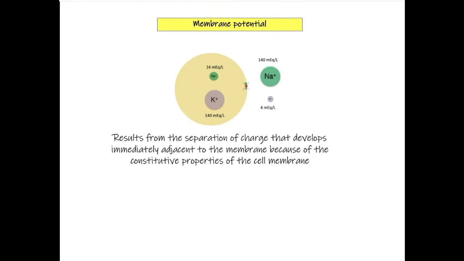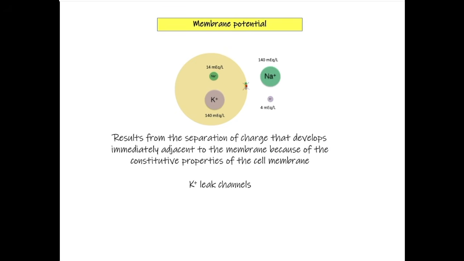As we continue our discussion, let's now look at membrane potentials. Membrane potentials result from the separation of charge that develops immediately adjacent to the membrane because of the constitutive properties of that cell membrane. We've mentioned in previous lectures the presence of potassium leak channels, and it's these channels that have the greatest impact on establishing our resting membrane potential.